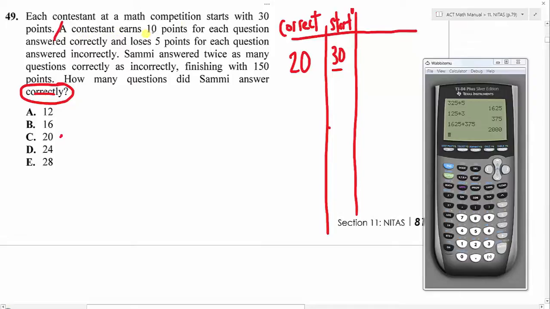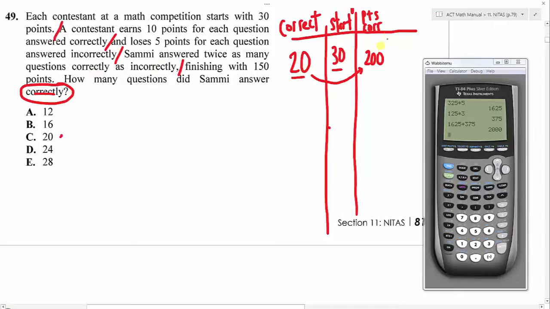So it says he earns 10 points for each question answered correctly. Well, we have the number of correct answers. So from that, we can get the points from the correct answer. So this is the points from the correct answer. Loses 5 points for each question answered incorrectly. Well, we don't know what to do with that because we don't know how many questions he answered incorrectly. We have to actually wait until we get to the next phrase to determine how many incorrect answers he has. This says he answered twice as many correctly as incorrectly.